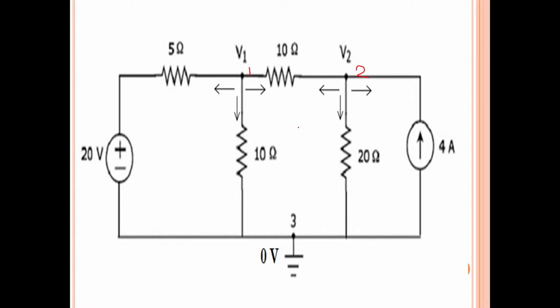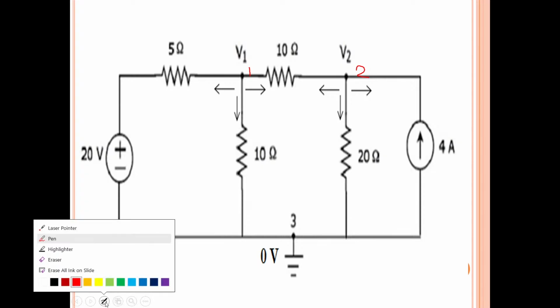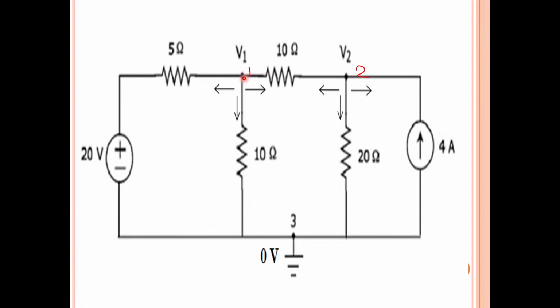These directions represent the direction in which current is flowing. These directions are our wish. We can assume any direction of the flow of current from these nodes. For my own convenience, at node 1, how many branches are meeting? 1, 2, and 3. Three branches are meeting at node 1.